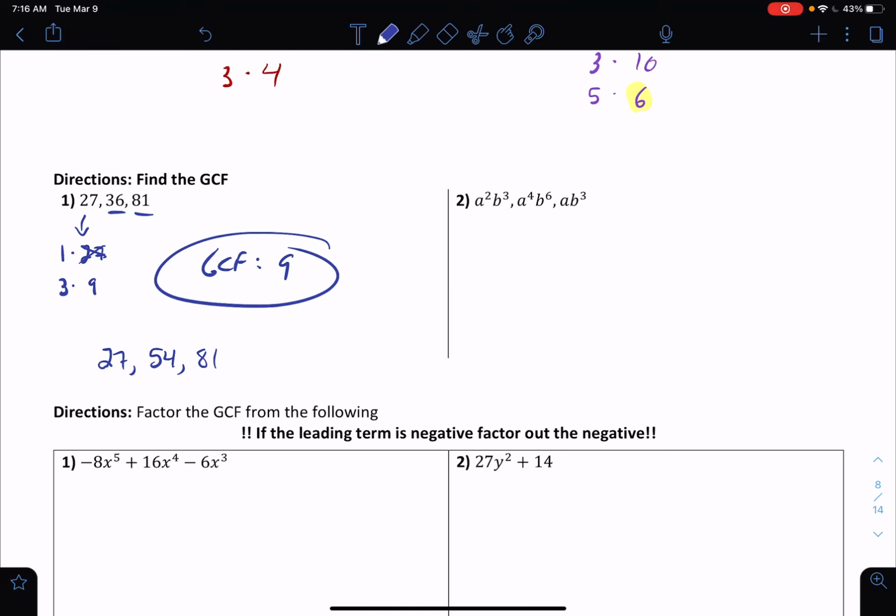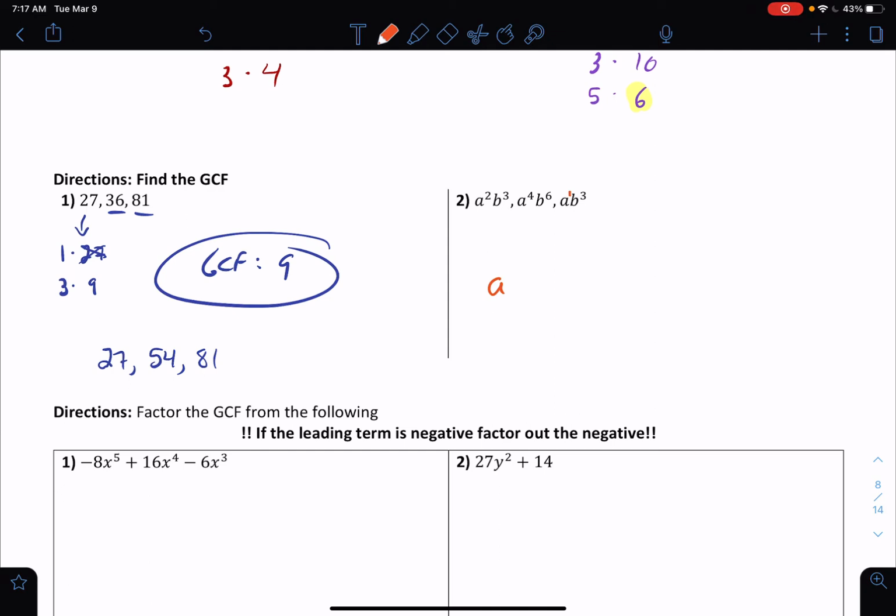Okay? What about when I'm dealing with variables? a squared b to the third, a to the fourth b to the sixth, and a b to the third. So this one works by looking at what variables they have in common. All right, so in this first factor, I've got a squared. In this second factor, I've got a to the fourth. In this third factor, I've got a. So how many a's do they have in common? Well, this one only has one a to give. So an a.